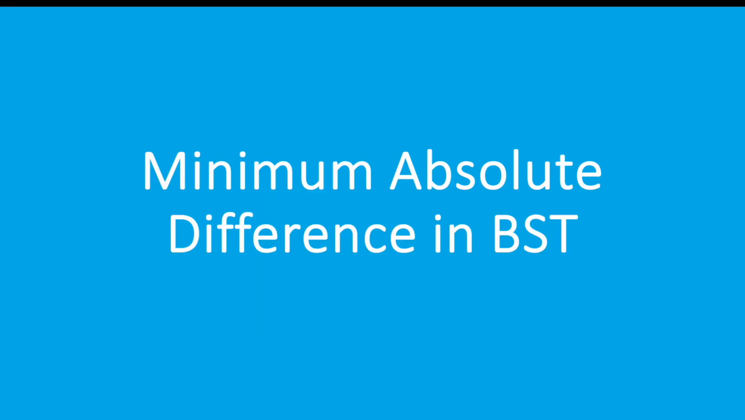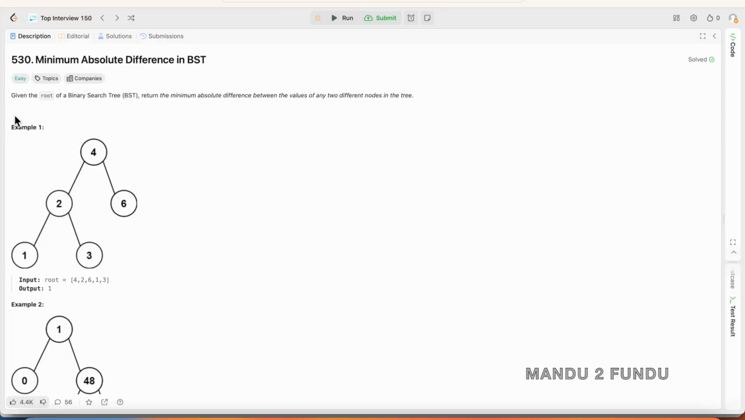In this video, I am going to discuss the solution for finding the minimum absolute difference between any two elements in the binary search tree. Let's look at the problem description. We are given a root of a binary search tree and we have to return the minimum absolute difference between the values of any two different nodes in the tree.